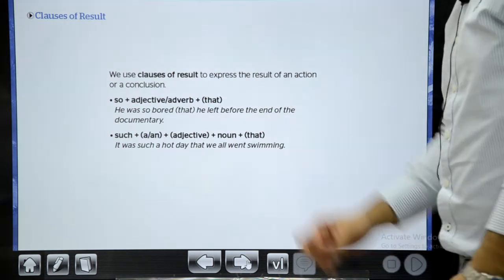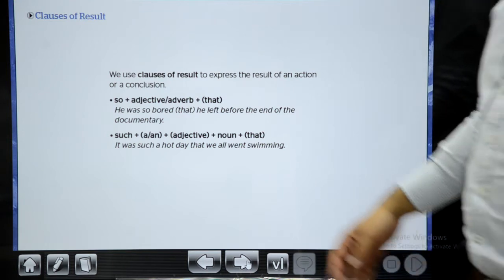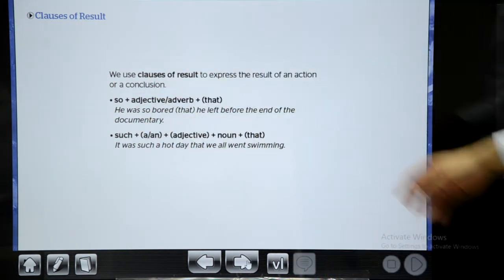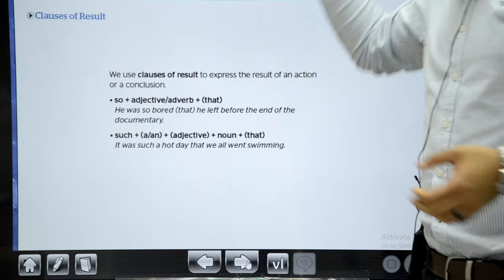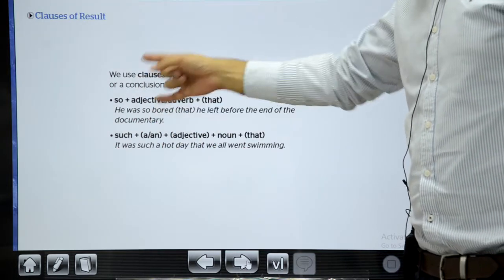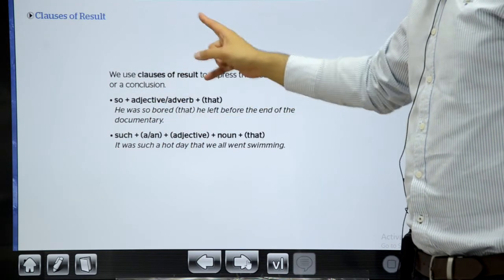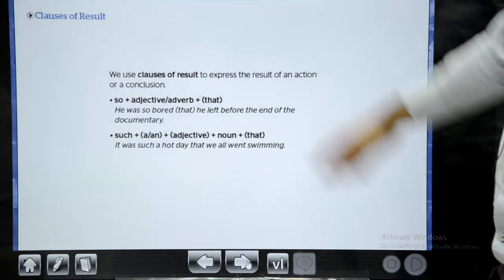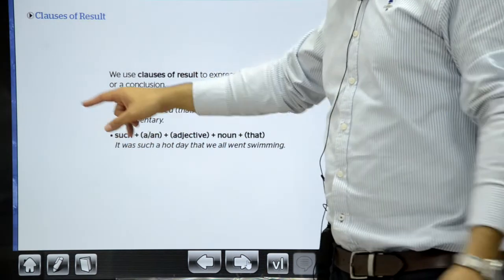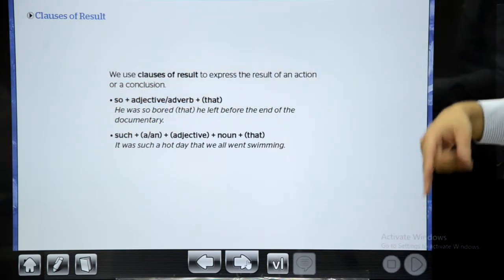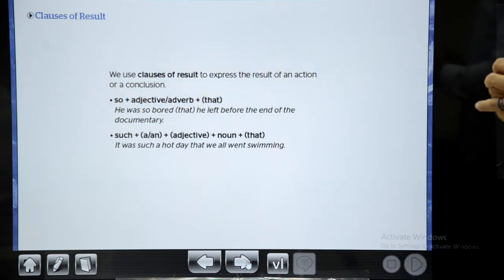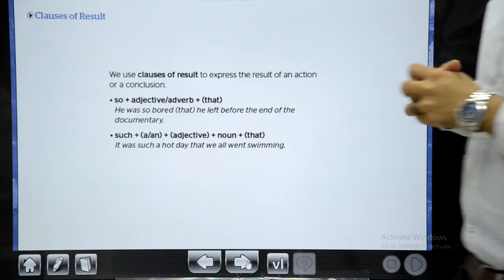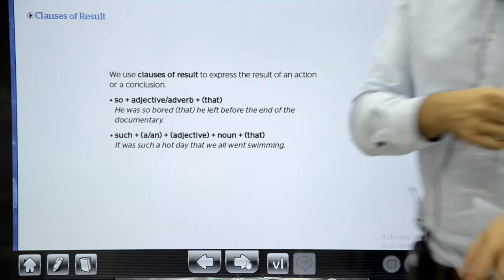So now clauses of result. Okay, gentlemen. So this is what we call clauses of result. We use clauses of result to express the result of an action or a conclusion. So plus adjective or adverb plus that. So let me give you an example. We already have one here, and I'll give you an extra one. He was so bored that he left before the end of the documentary. Let me give you an easier one.